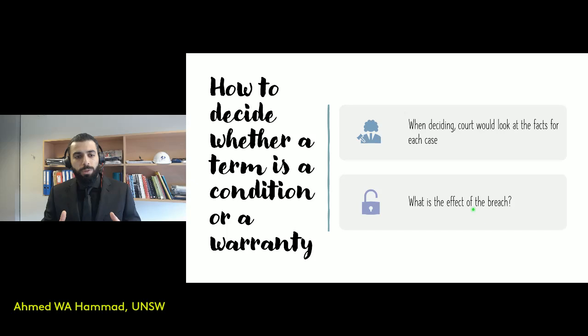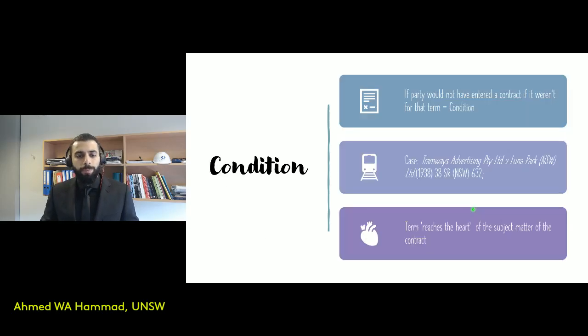So it will observe what the facts were in the case, and then based on that, it would make a decision. An important question that the court would ask is, what was the impact of the breach? Did the breach of that term deprive the injured party of a substantial benefit that it was supposed to receive? And if the answer is yes, then that term would be considered as a condition. If the answer is no, then the term would be considered as a warranty, the less important promise.